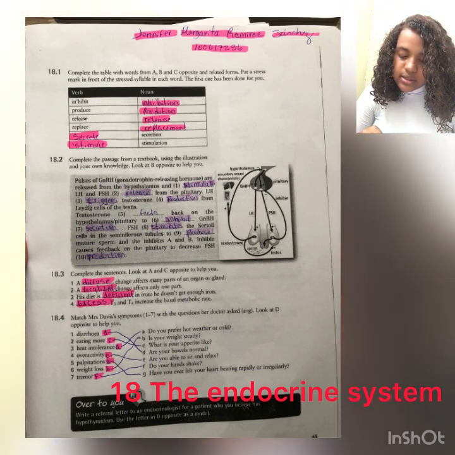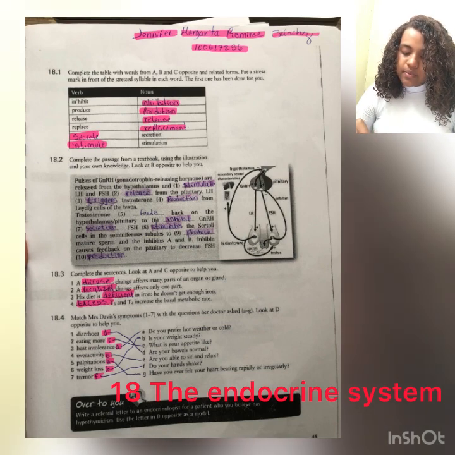Hypothalamic, Sertoli cells, pituitary, testes, testosterone, LH.